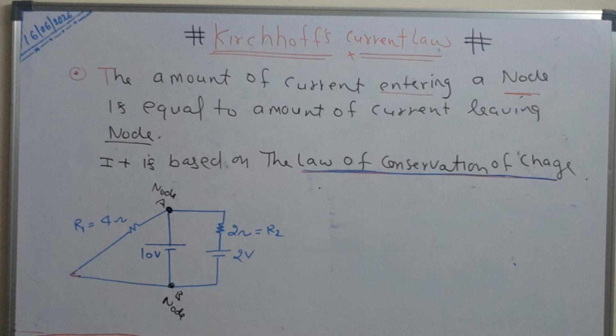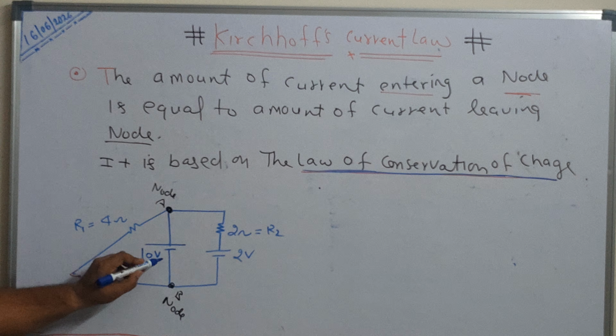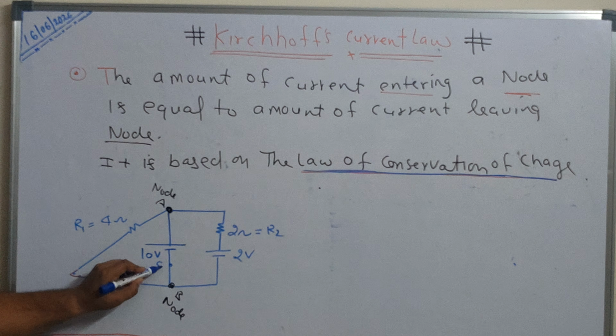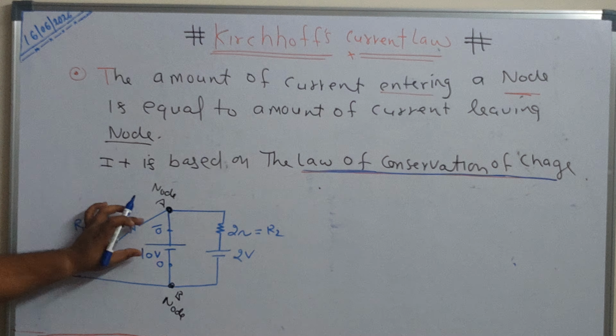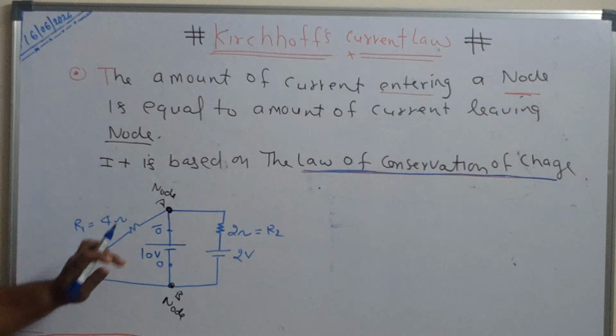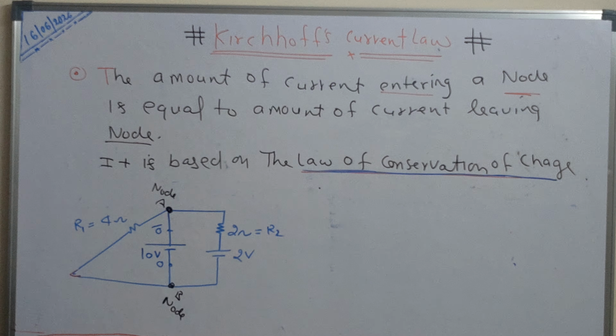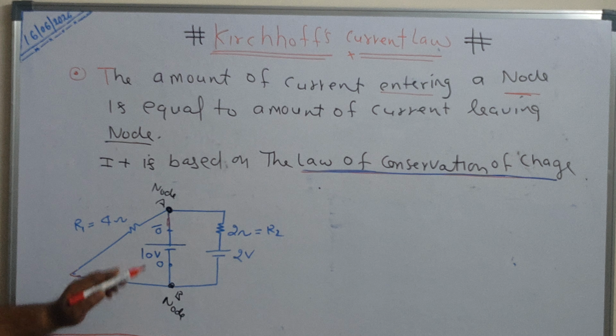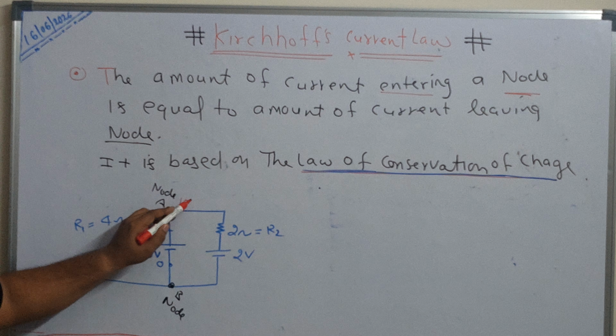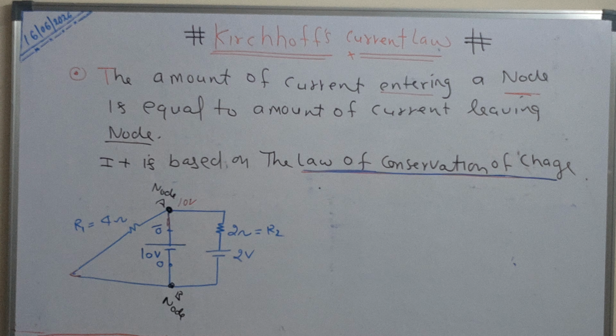Now look at this. I am assuming the potential of this side of the battery is 0. Then what is the potential here? 10 volts, because the difference has to be 10. And this is a connecting wire, so the difference is 0 only. Then the potential at the node is 10 volts.